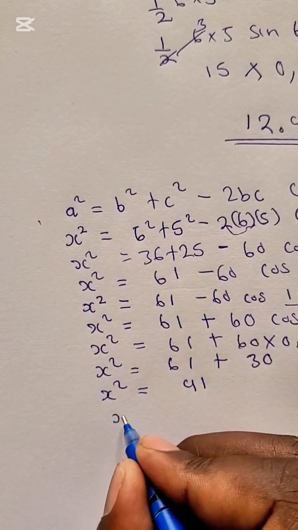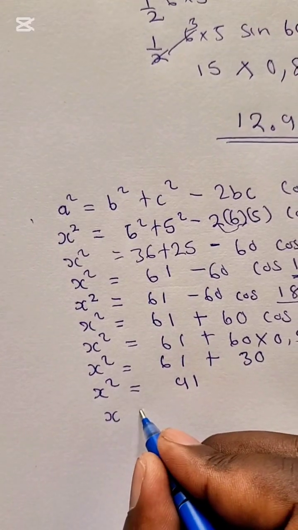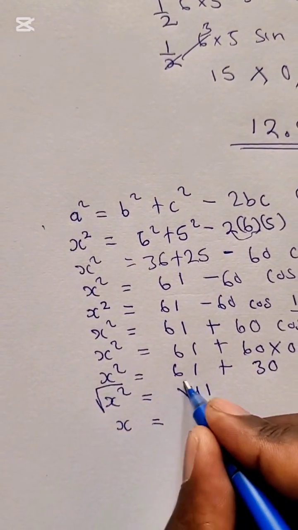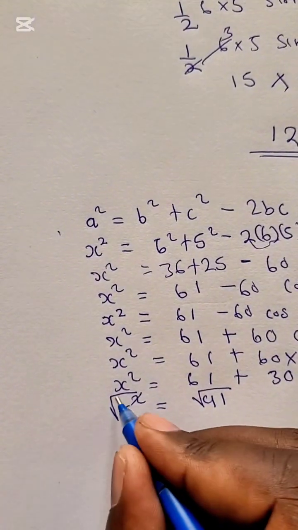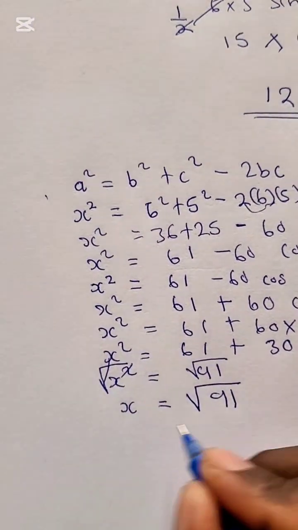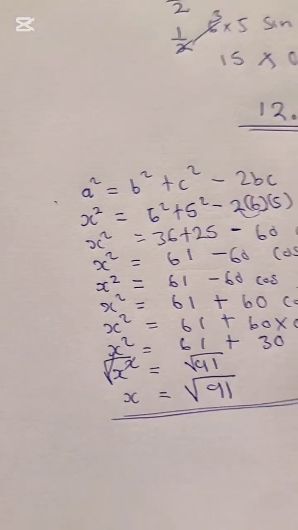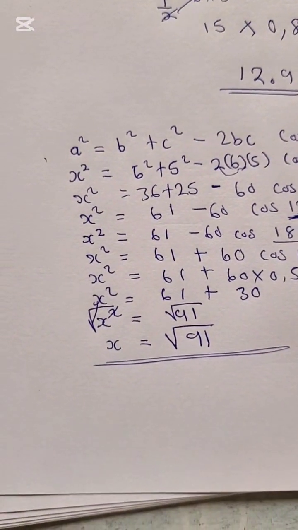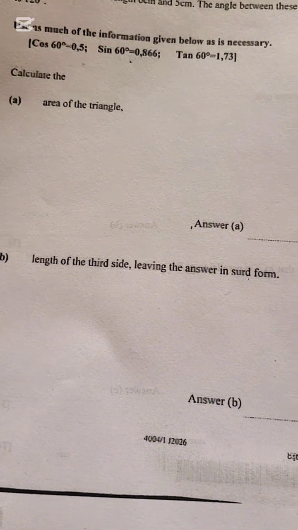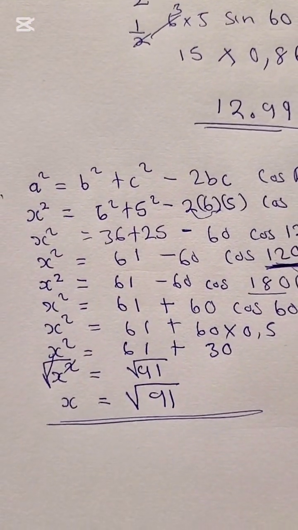Remember, we're asked to give the answer in surd form. So we're going to take the square root of both sides, so this cancels. So x is equal to root 91. That's our answer in surd form, the length of the third side, which is root 91.